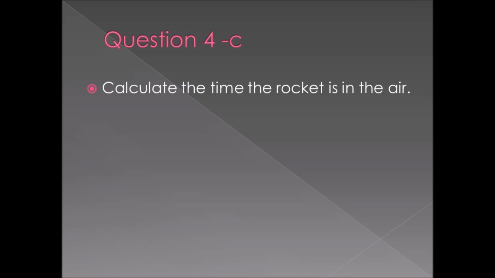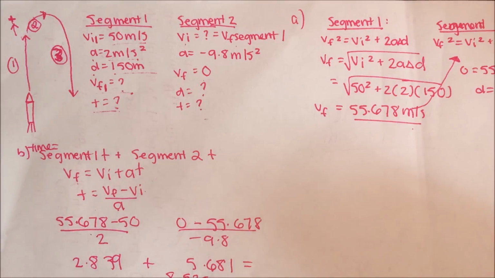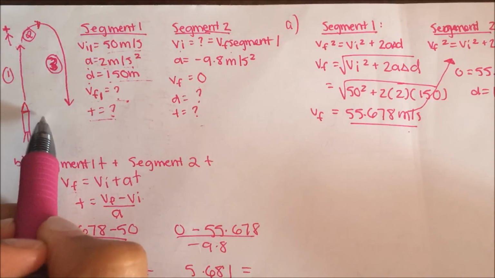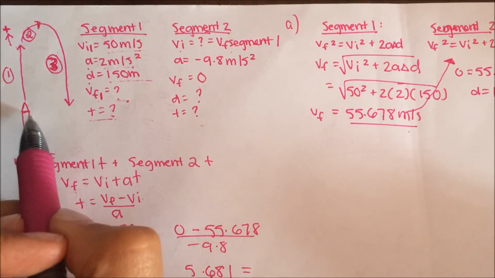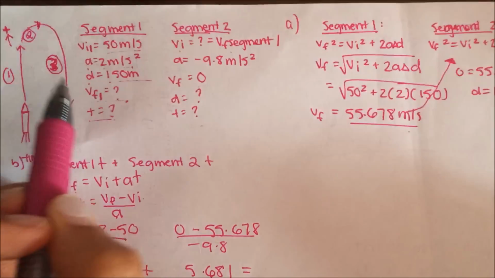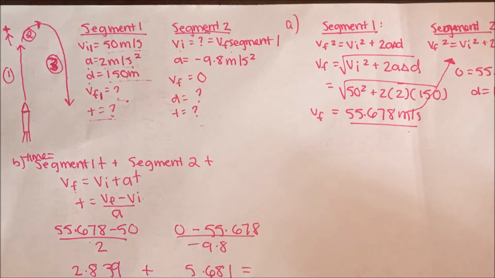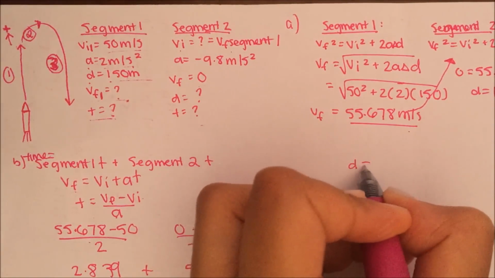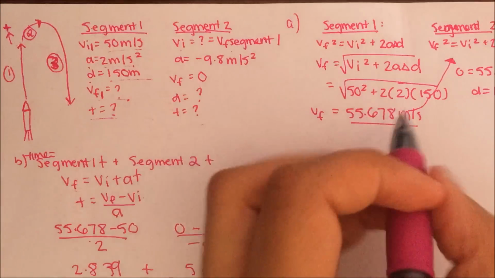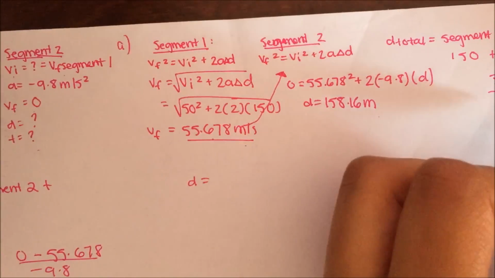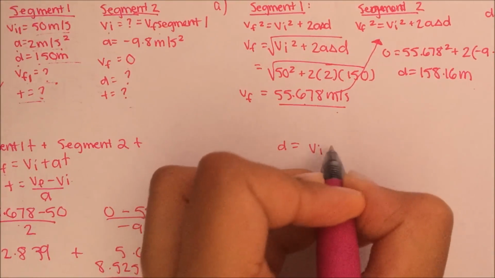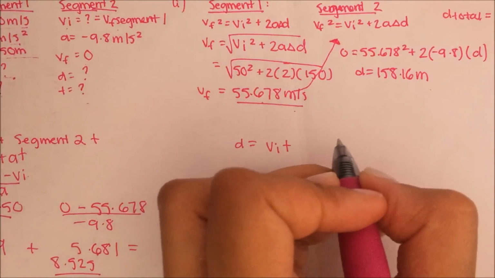Part C. Calculate the time the rocket is in the air. So this is where we have to finally account for segment 3, the time it takes coming down. So we already found the time it takes to reach the maximum height, so for segments 1 and 2, and now we need the time for segment 3. For segment 3, we know that the distance is going to be the total distance that we found here, the same as the maximum height, right? And then we know the initial velocity is going to be 0.